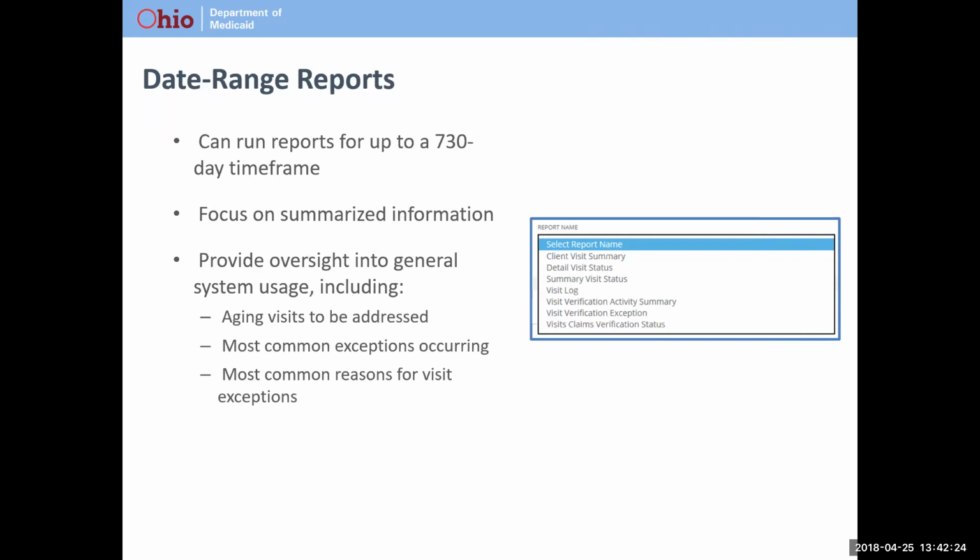Date range reports also focus on summarizing information. Because you can run the report for so long, you would want to make sure information is consolidated and easy to read on the report. And finally, they provide oversight into general system usage, including visits that may be aging, or in other words, may have had exceptions to resolve for a long period of time, most common exceptions occurring, and most common reasons for visit exceptions.